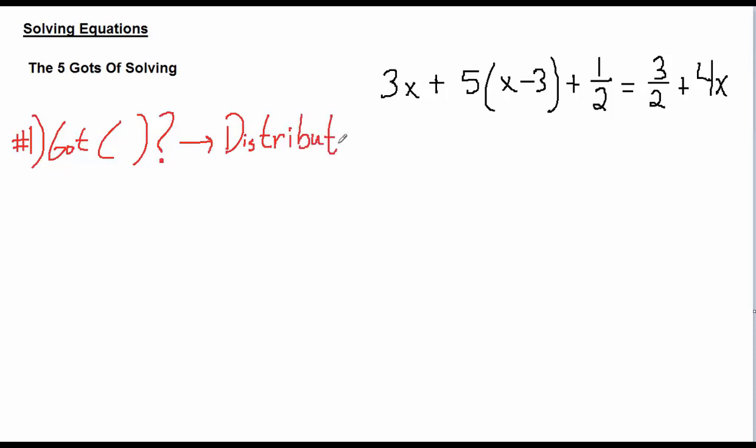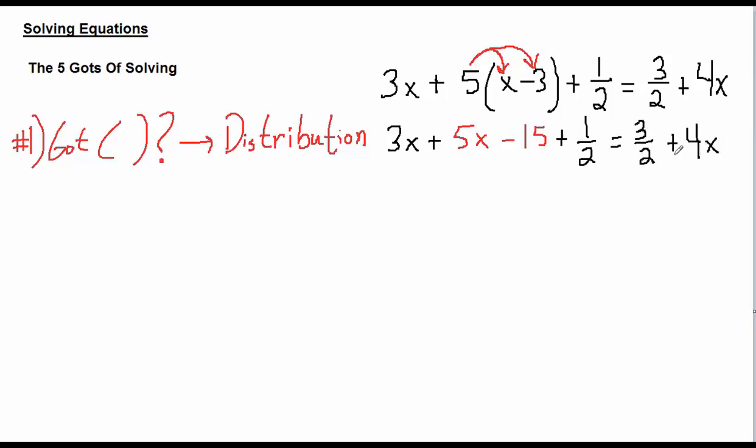Distribution. You're going to have to distribute into the parenthesis to get rid of it. So on this problem here, I would distribute the 5 into the parenthesis. So I'd be left with 3x plus 5 times x is 5x. And 5 times negative 3 is minus 15. Plus 1/2 equals 3/2 plus 4x. So remember, the first got is got parenthesis. If you got parenthesis, you got to take care of it. And you're going to do it by distributing.